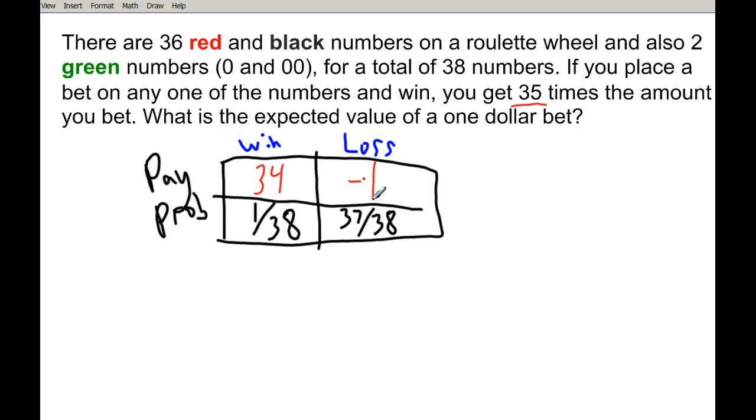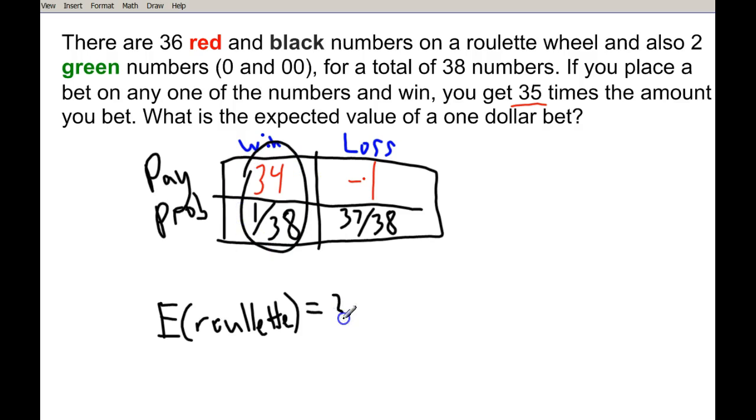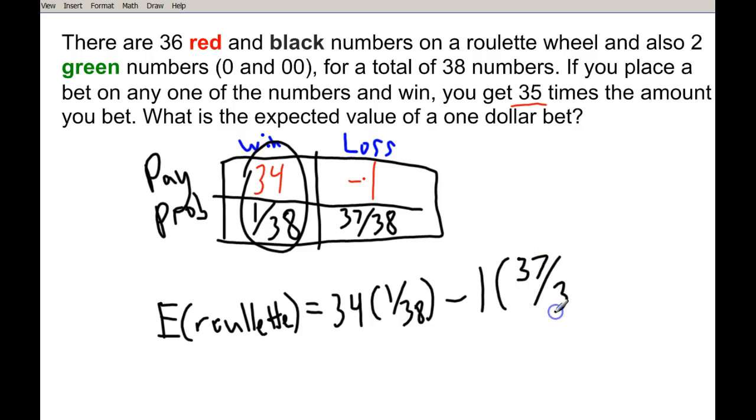So then, again, now we do our expected value. The expected value of roulette is equal to these two multiplied together: 34 times 1/38 plus -1 times 37/38.